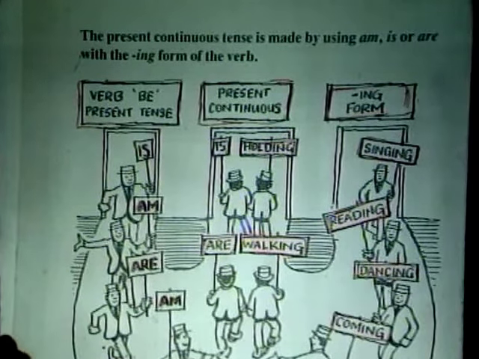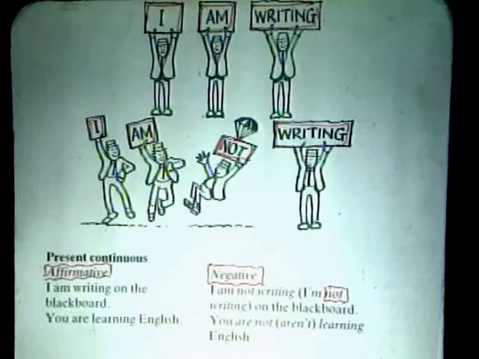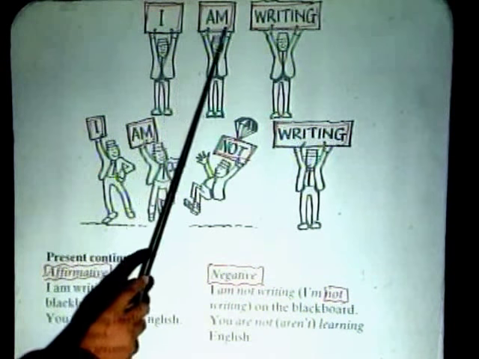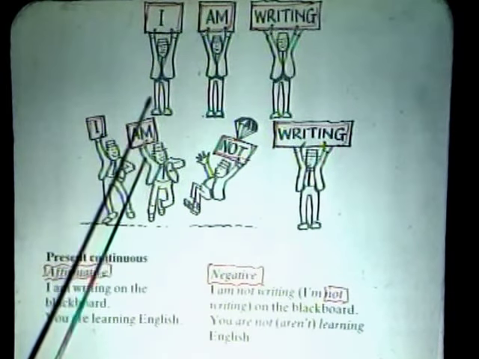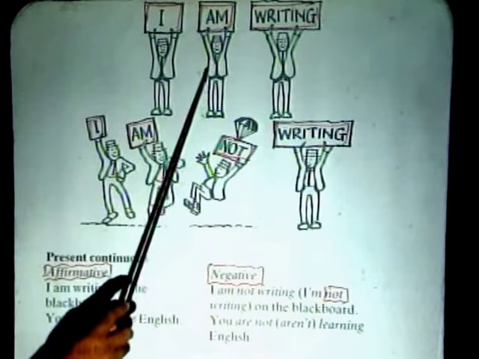Let us all see. My dear students, you have already seen what there is in a present continuous tense. For example, it consists of subject, be form, and also verb in continuous form. I am writing. This is a positive sentence or an affirmative sentence, what we call it.